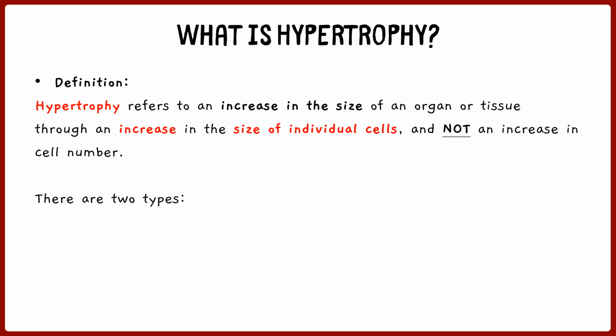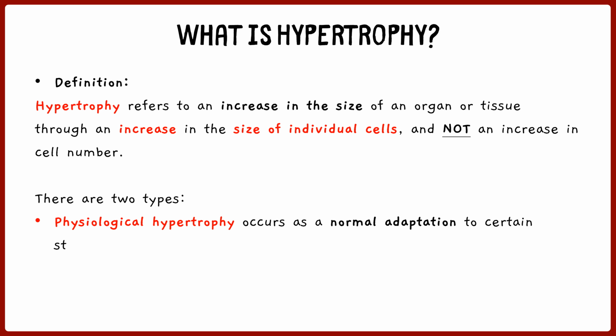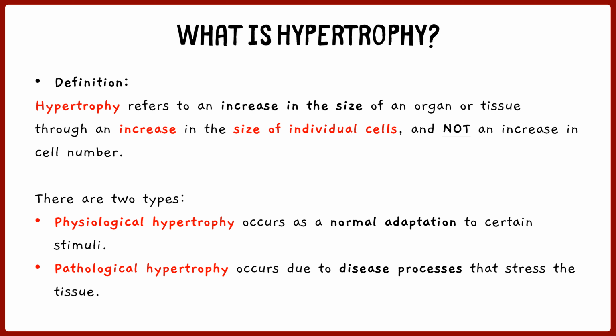Hypertrophy actually has two types. It can be physiological hypertrophy, which usually happens in normal adaptations in response to certain stimuli, or it could be pathological hypertrophy, which usually occurs due to disease processes that stress the tissue.